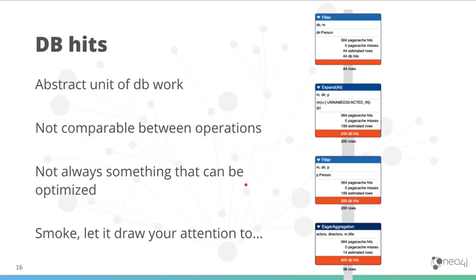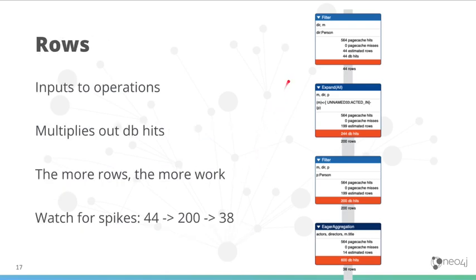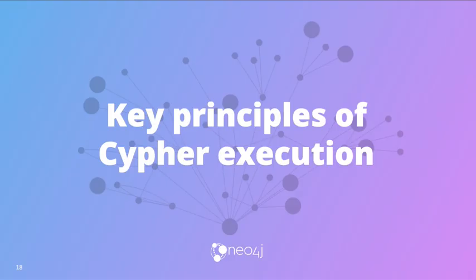Instead, consider it as smoke. There's not always fire there, but let it draw your attention. I tend to recommend looking at the rows. That can give you some good information as to what's going on. Rows are inputs to operations, and it multiplies out the operation, and the result are the DB hits here. The more rows there are, the more work you're doing. That's key, remember that. Watch out for spikes in the number of rows. You can see we go from 44 to 200 and back to 38. That doesn't necessarily mean something is wrong, but it's possibly an opportunity to tune.